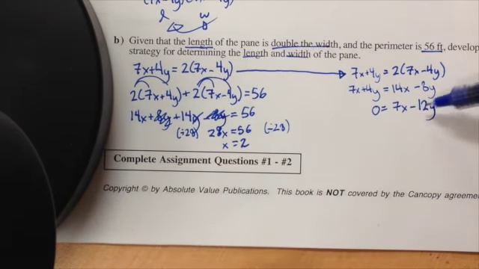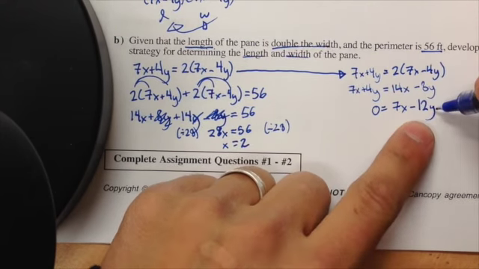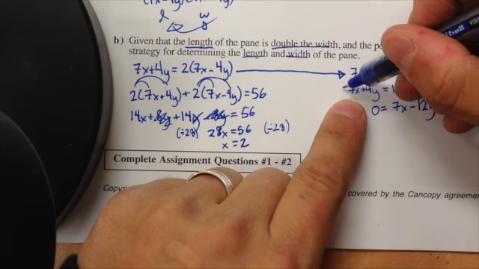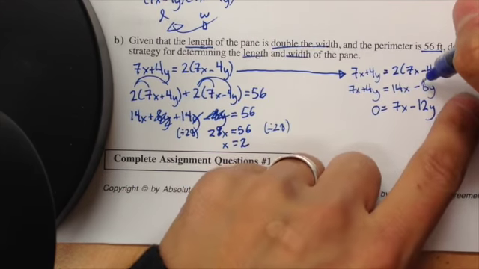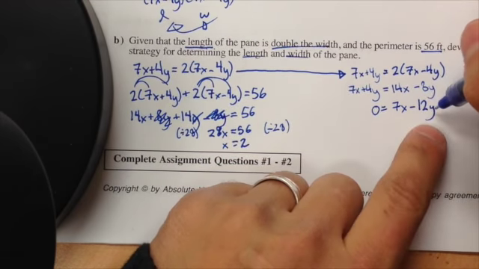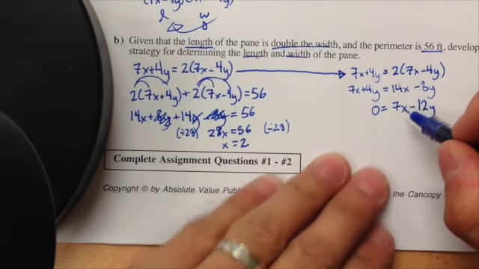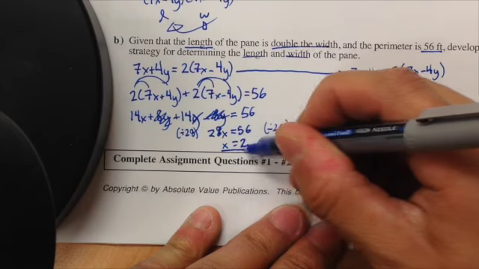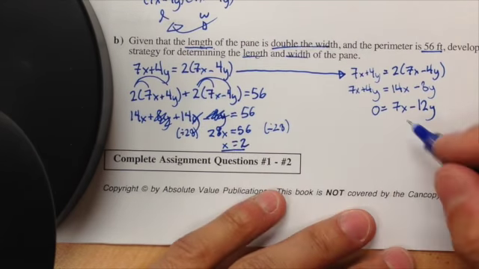So 7x minus 12y will be equal to 0. I got this equation by subtracting 7x from both sides, since I have 7x over here, and then subtracting 4y from both sides, which gives me 7x minus 12y. Okay? Now, I know what x is. Remember, I found out that x was equal to 2. So I'm going to plug x into my equation.